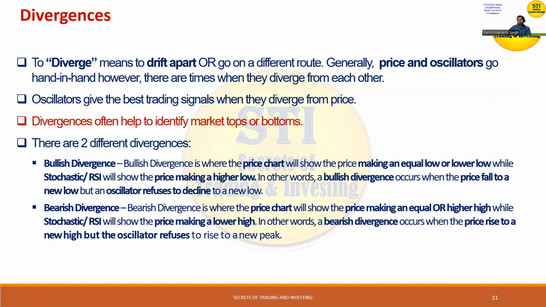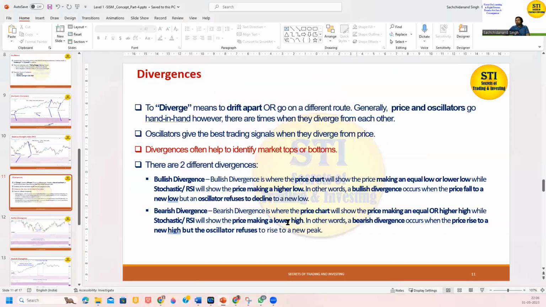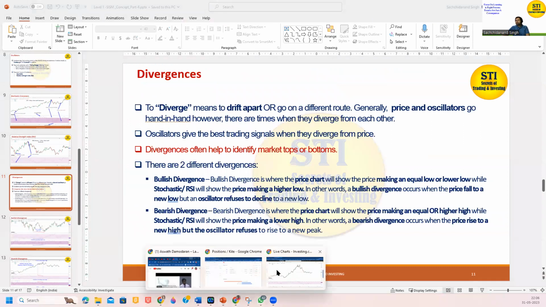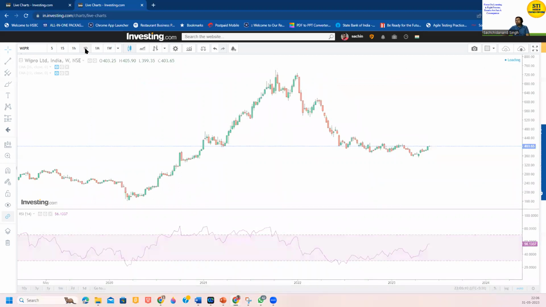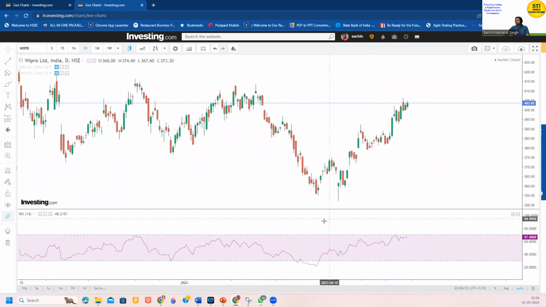So what happens is that sometimes the movement of the price and the movement of the oscillators, in general, will be hand in hand, but sometimes these movements of the price and oscillators may not be in sync. Such a phenomenon we call a divergence. So when I say they are not in sync, let me quickly show you something so maybe you can understand in a better way.